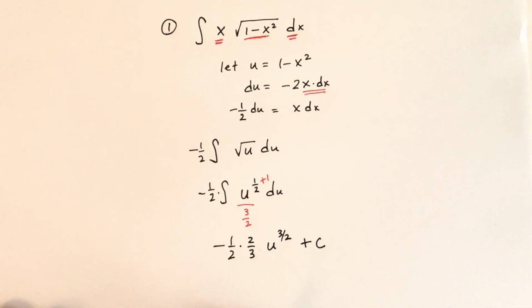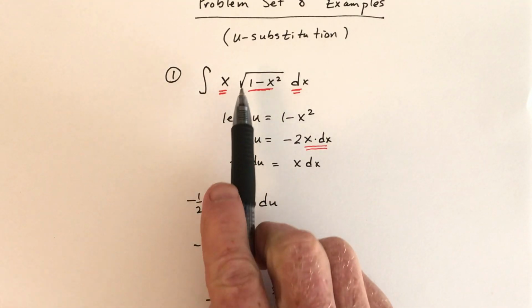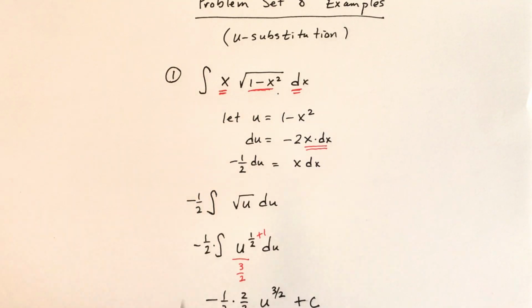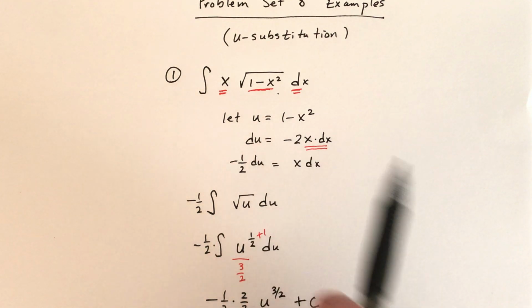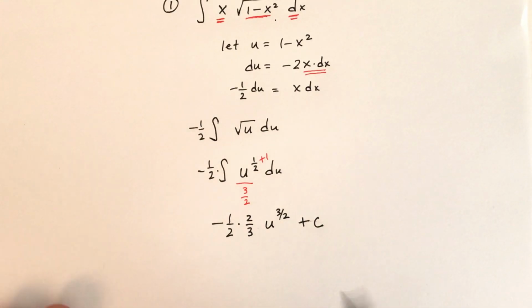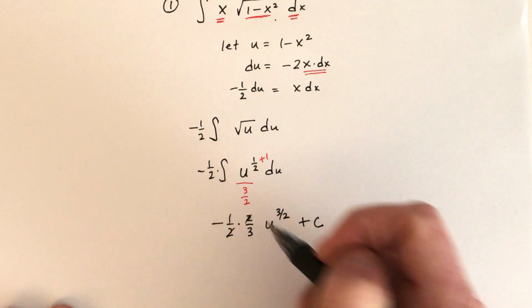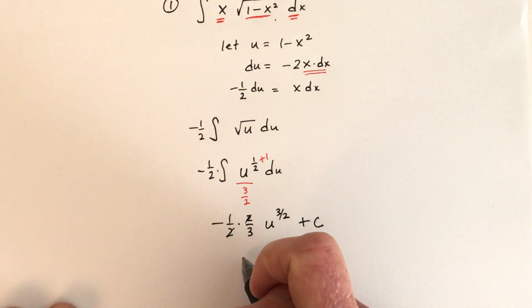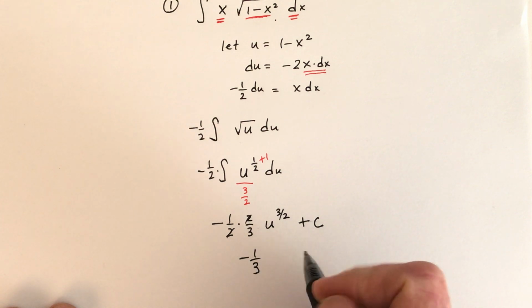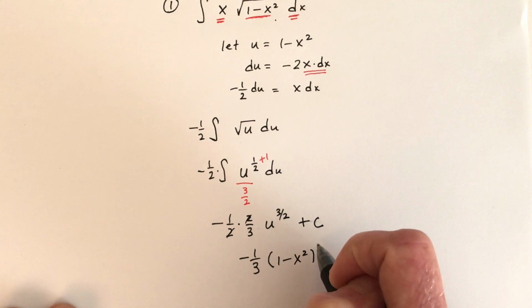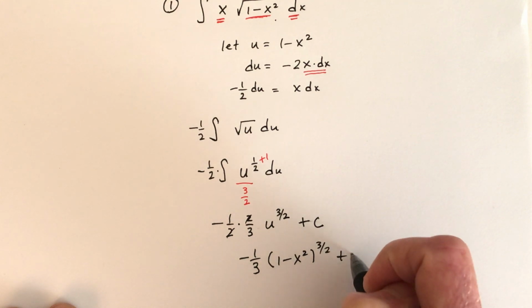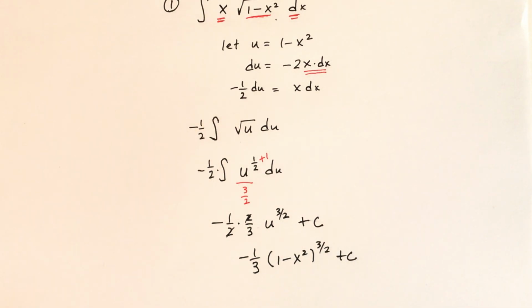And then the final step is the original question had x's, so the answer should have x's. So I need to replace the u with the 1 minus x squared. I can also do a little bit of canceling right here, have those 2's cancel. So there's going to be negative 1/3, and then replace the u with 1 minus x squared. And then that's to the 3/2 plus a c, and this one is finished.